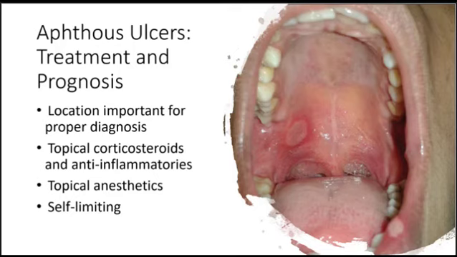Well, how do we know which one is which? Location is going to be an important indicator as well as size. Usually these ulcers are minor aphthous ulcers. They can be treated with topical corticosteroids and anti-inflammatories. Usually they're just going to run their course. There are some medicines that we can use to coat that lesion temporarily to make it easier for patients to eat. And topical anesthetics can also provide some temporary relief, but they're really self-limiting, and usually people do have these repetitively and they just kind of get used to them.